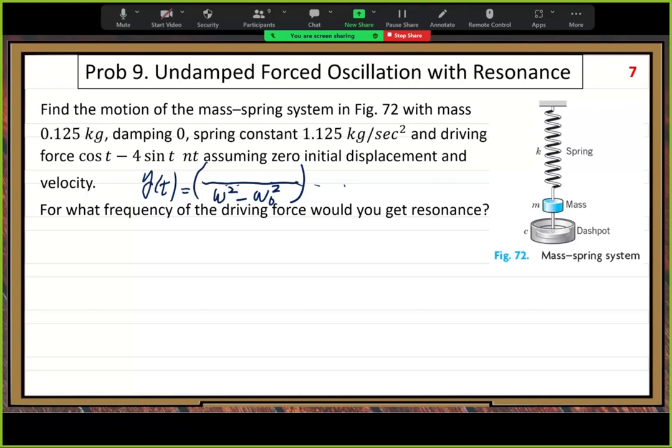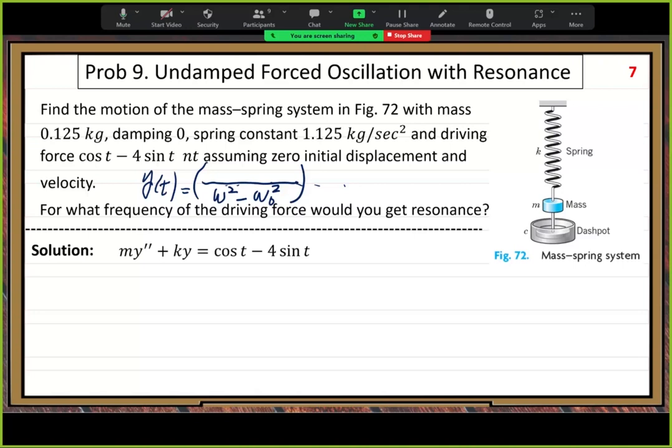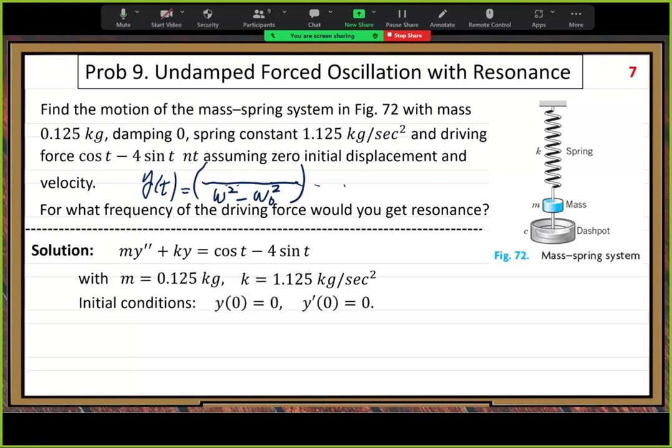So that's the problem. Here, let's look at a solution. The idea is pretty simple. First, set up the equation, this one. Because the damping force is 0, the damping term, the middle y prime term, is gone. So we have this equation. M we know, K we also know. Initial conditions: displacement y of 0 is 0, velocity y prime of 0 is also 0. Now we need to solve this equation.